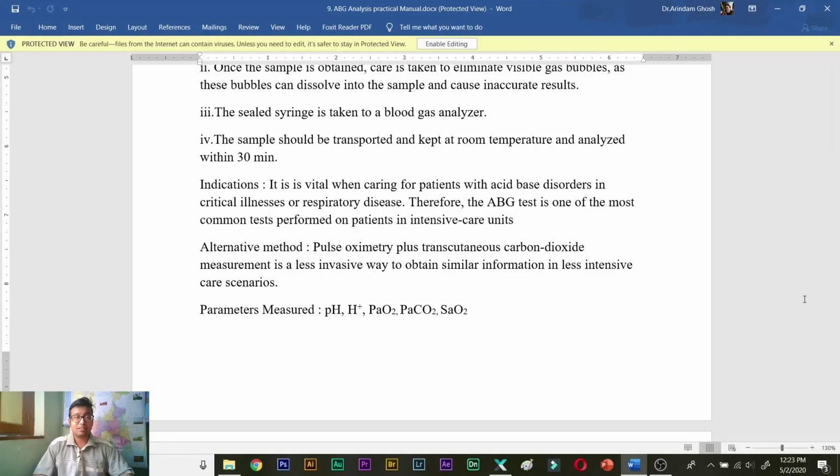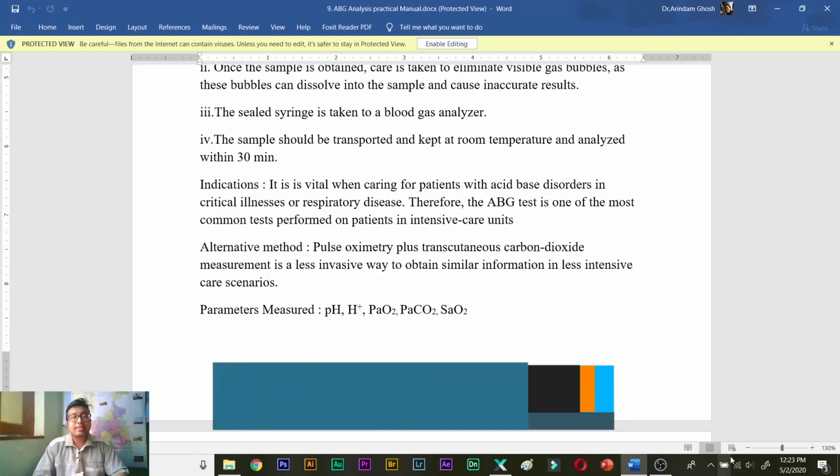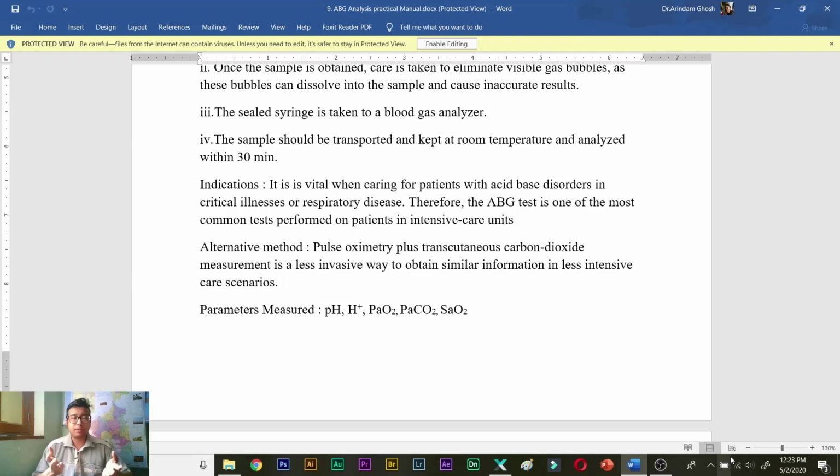That being said, we need to know what parameters are measured in an ABG machine or arterial blood gas analyzer. Those are pH, the actual value of H plus that may be necessary sometimes, the partial pressure of oxygen and carbon dioxide, as well as the arterial saturation of oxygen. These are the parameters we need to analyze in order to interpret any ABG problem. So remember, PaO2 and SaO2 are two different things. You must know this by now because I believe the respiratory system has been completed in physiology.